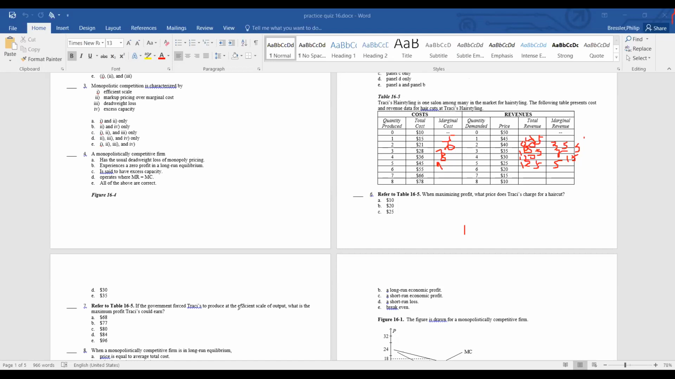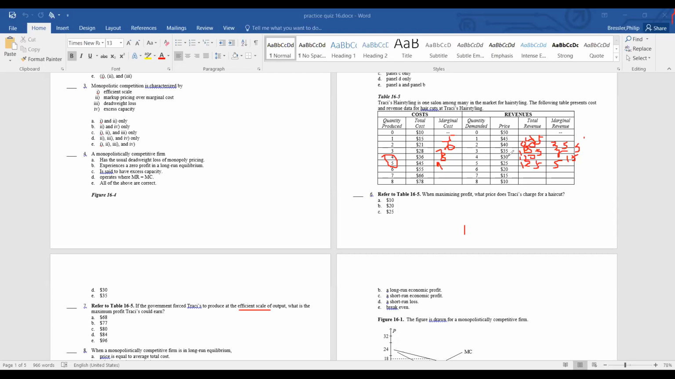For 7, Noah, you have to find the efficient scale, which is the lowest ATC, and you have to do the total cost: 15 divided by 1, 21 divided by 2, 28 divided by 3. When you do all those, you'll find out 4 and 5 are both 9. They're the lowest. So then I have to find which one's the most profitable.